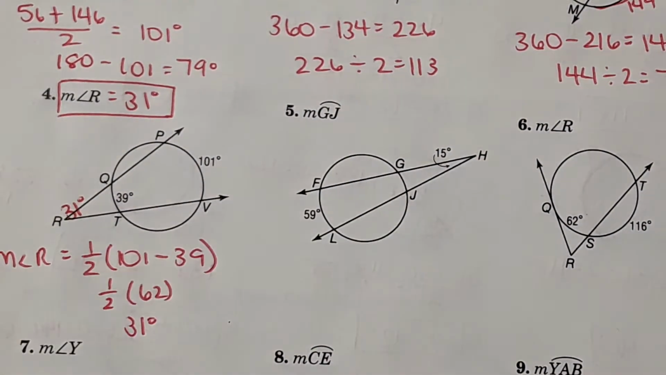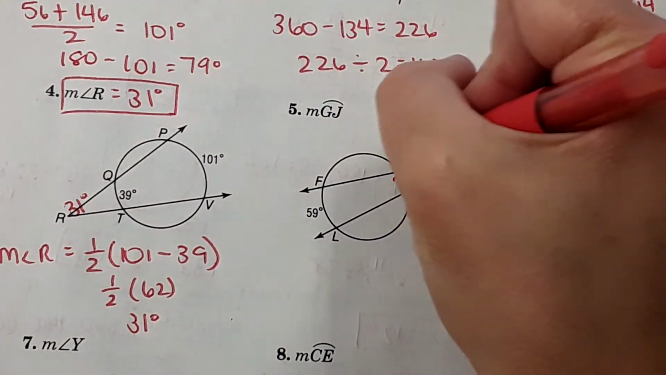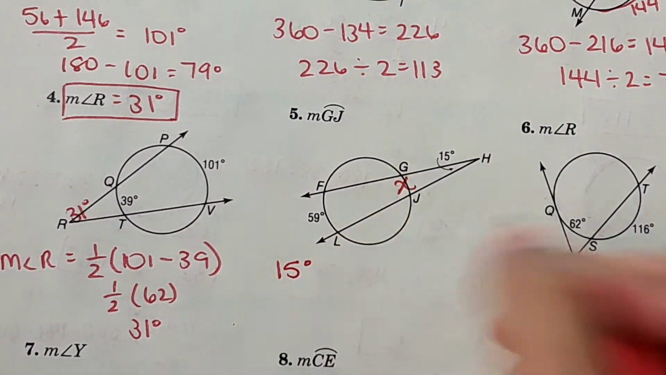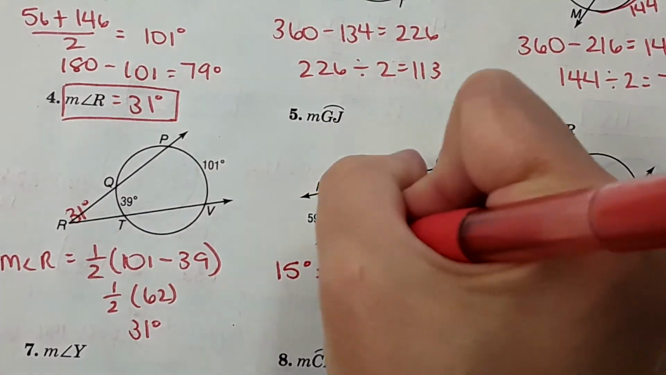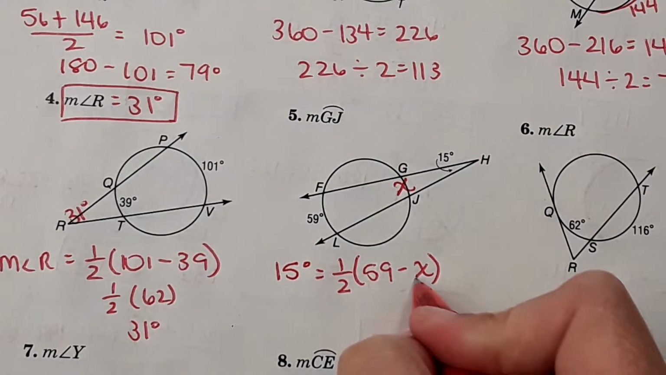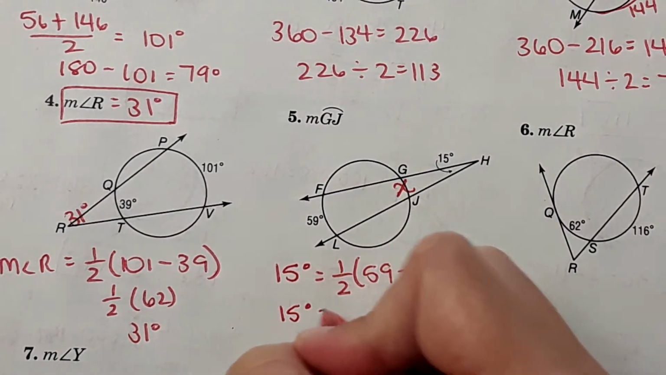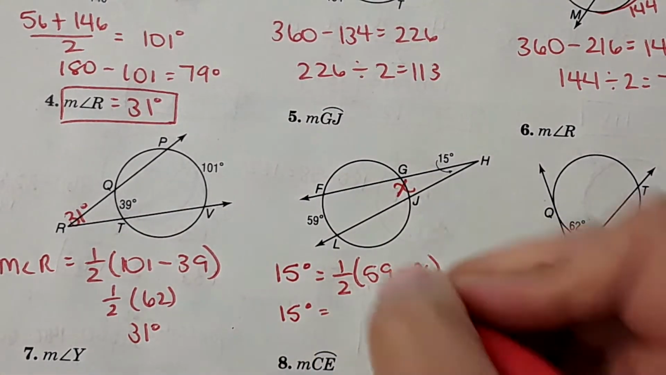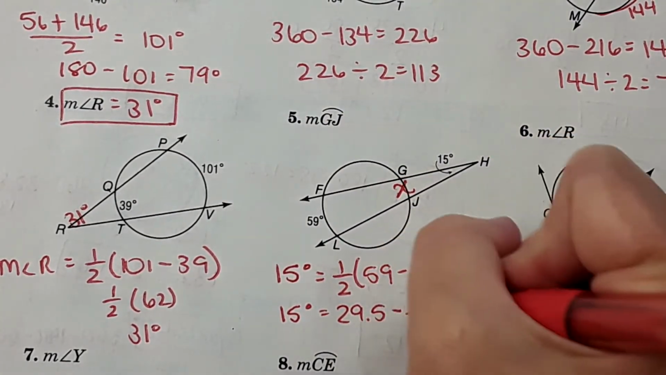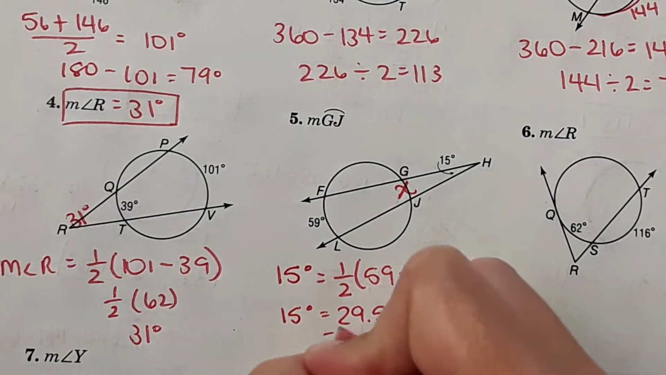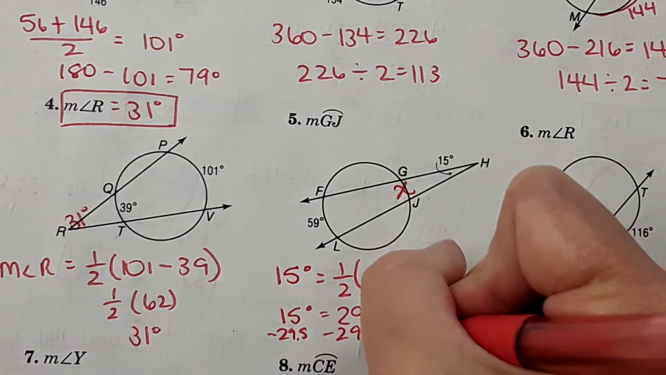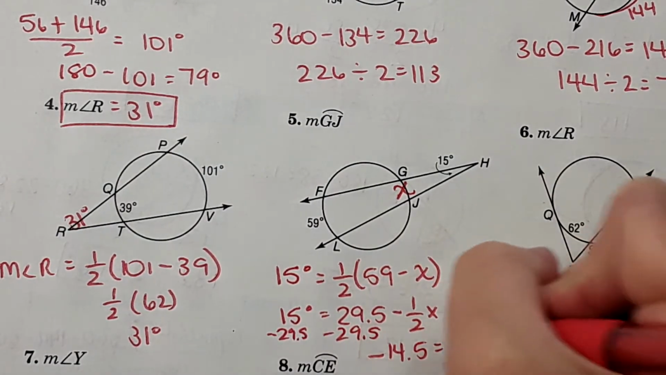Number 5 is different from the ones we've practiced. This time we're going to find this arc measure right here. It gives us the degrees of the angle, so that is the angle measure, equals 1/2 times 59 minus x. And then we'll work it backwards to solve for the arc measure. So 15 degrees equals half of 59 is 29.5, and 1/2 times x would be negative 1/2 x. Subtract 29.5 from both sides. Negative 14.5 equals negative 1/2 x.